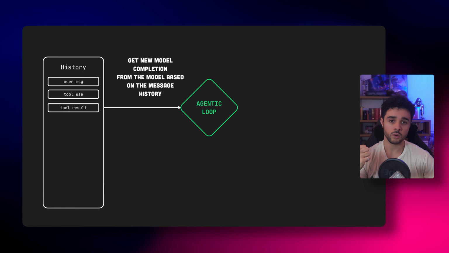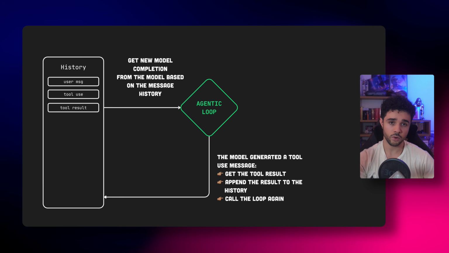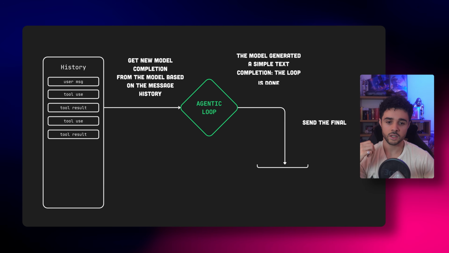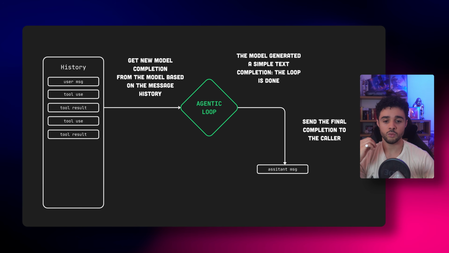So we get another completion. The model asks again for a tool use. So we get two new messages in the history, the tool use and the tool result. And finally, the model decides to make a text completion. So at that moment, we break out of the loop and we display the final assistant message to the user.